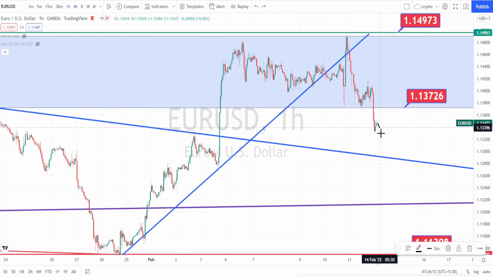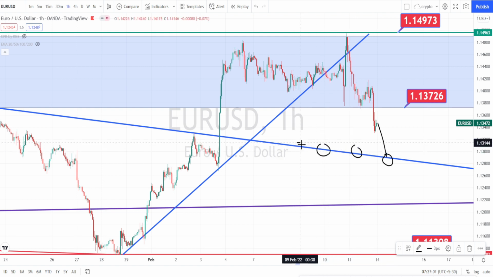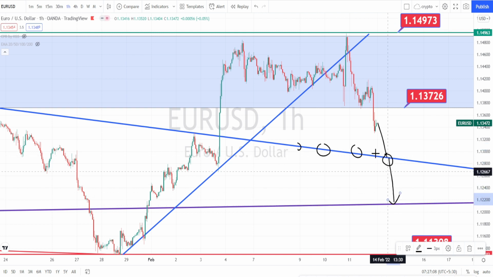So if the bearish trend continues, we can expect it to take support at the trend line or the support line from the 4 hours time frame. Only if it breaks this support line, we can expect a further fall in these currency pairs.